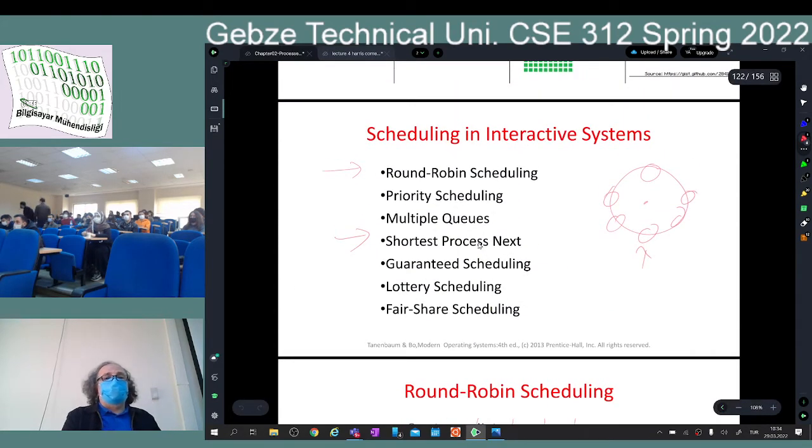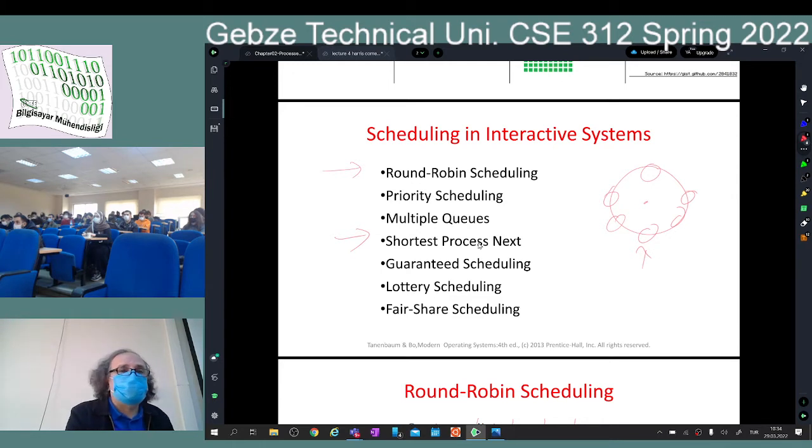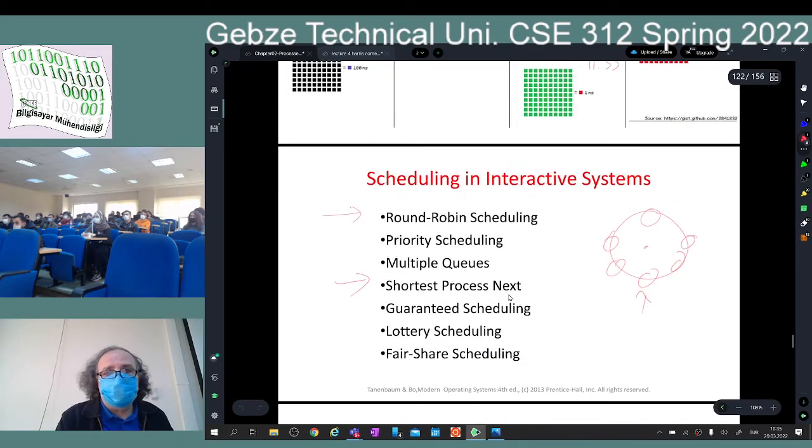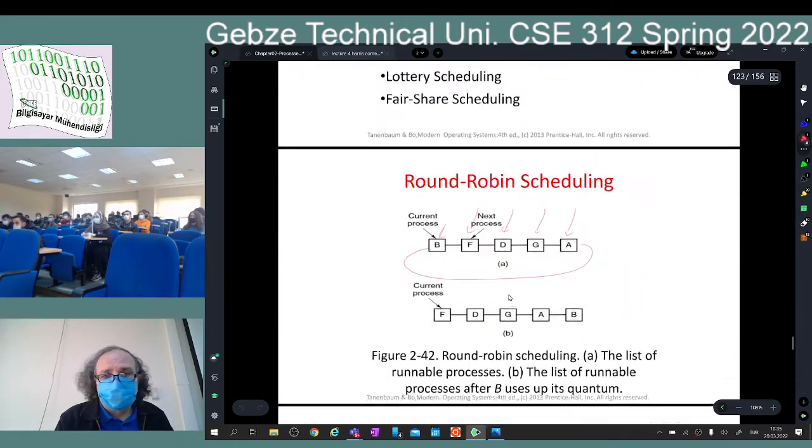interactive or time share systems. These are some of the scheduling algorithms that we have discussed yesterday. We talked about round robin, and we said that round robin is very simple. It's like first come first served kind of corresponding thing to the interactive systems, but sometimes it might have some problems. For example, with the round robin, you can't really differentiate between.